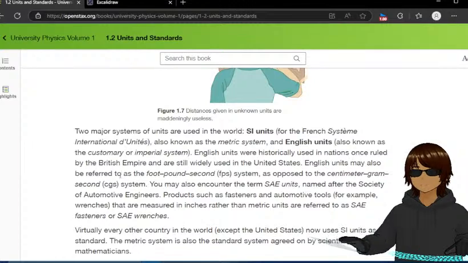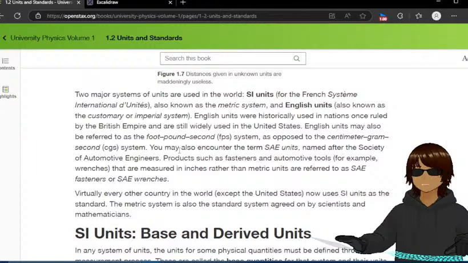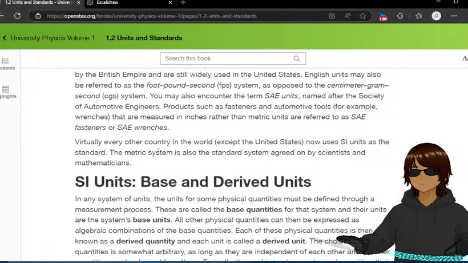English units may also be referred to as the foot, pound, second system as opposed to the centimeter, gram, second system. You may also encounter the term SAE, named after the Society of Automotive Engineers. Products such as fasteners and automotive tools, for example wrenches that are measured in inches rather than the metric units, are referred to as SAE fasteners. Virtually every country in the world except for the US now uses SI units as the standard. The metric system is also the standard system agreed on by scientists and mathematicians.